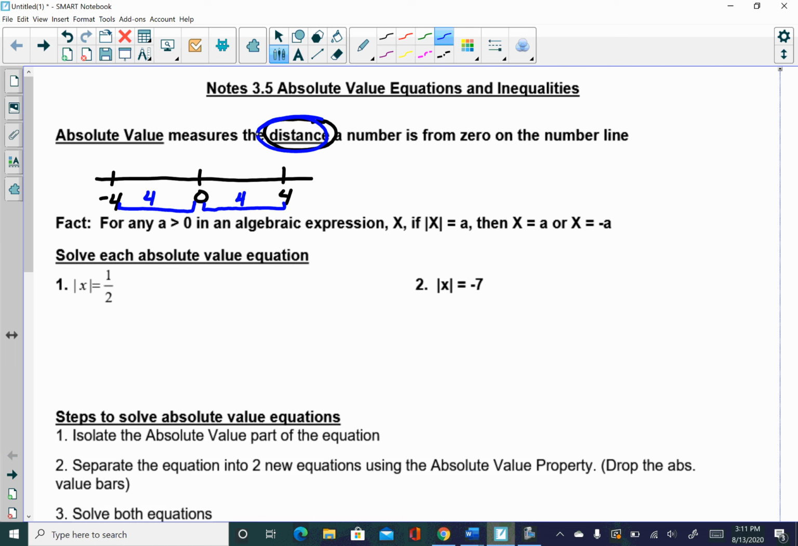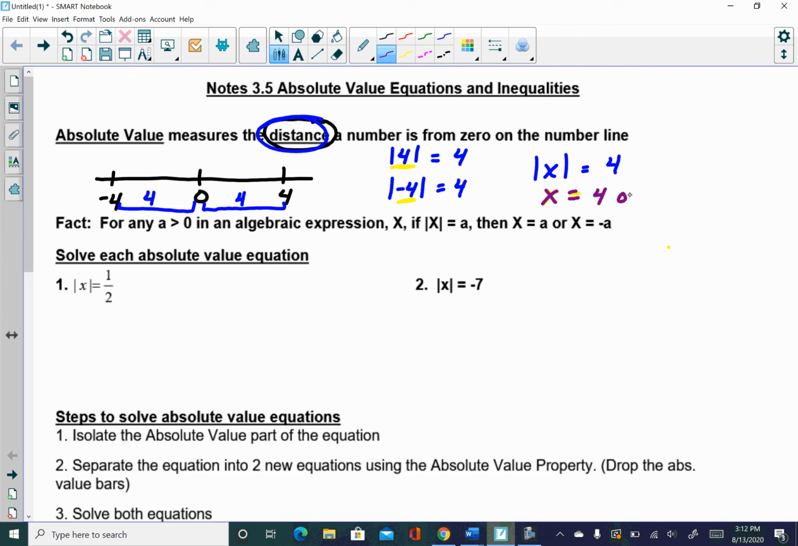Okay, just a little aside, it helped me when someone finally explained it to me in that way. So anyway, just below that, a fact: for any a value greater than 0 in an algebraic expression x, if the absolute value of x is equal to a, then x could be positive a or negative a. It's kind of like what you see up here. If your distance here is +4, well, think about it, the absolute value of +4 and the absolute value of -4 are both 4. So if you're trying to solve for the absolute value of x to be +4, then +4 or -4 could be your solution. Okay, so x could equal +4 or -4.